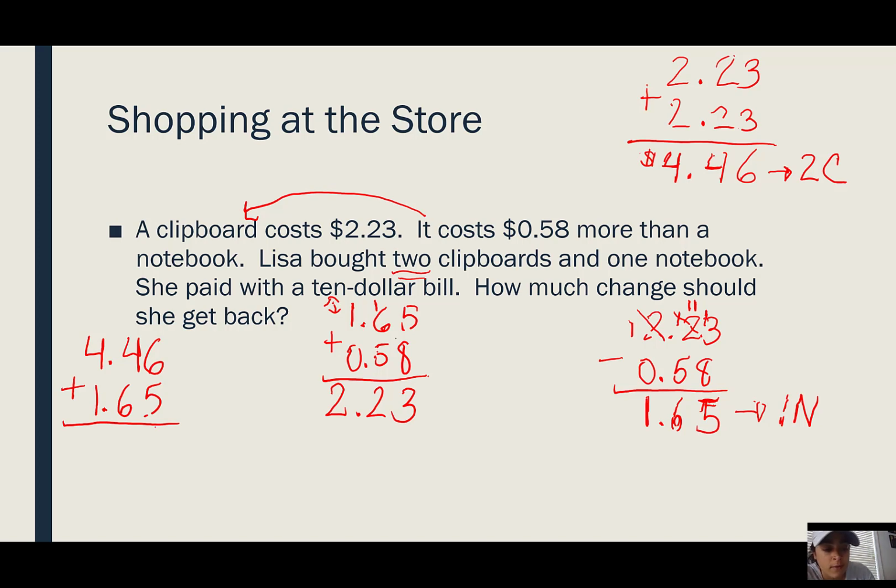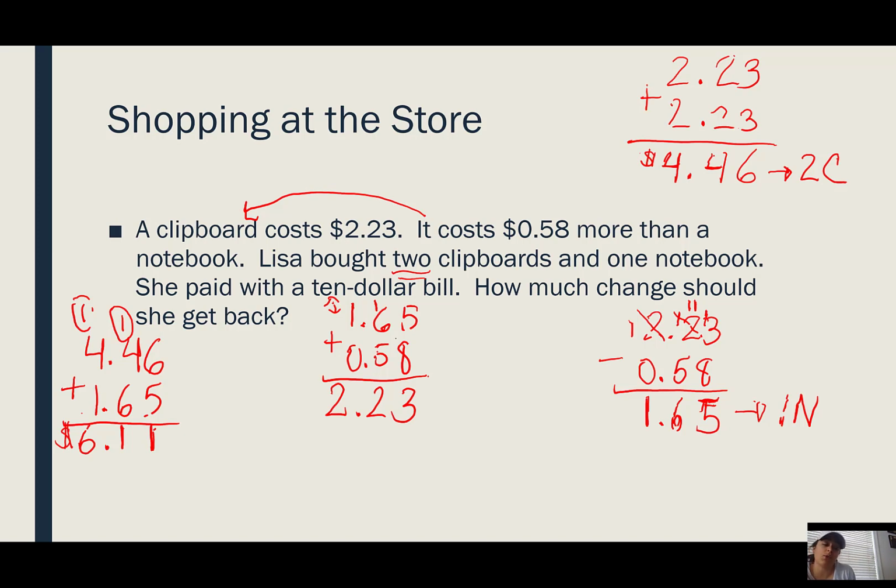6 hundredths plus 5 hundredths is 11 hundredths. That doesn't fit, so we're going to regroup. 1 plus 4 is 5. 5 plus 6 again is 11. We're going to regroup. 1 plus 4 is 5. 5 plus 1 is 6. So Lisa spent a total of $6.11. But she paid with a $10 bill, and we want to know how much change she got back.